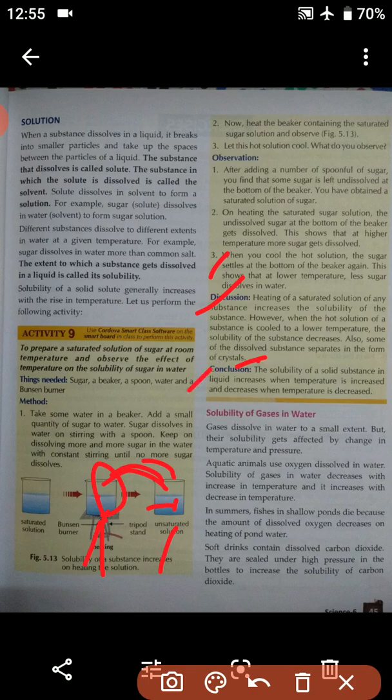Okay, so in conclusion, the solubility of a solid substance in liquid increases when temperature is increased and decreases when temperature is decreased. We come to know that the solubility of a solid substance in liquid will increase when temperature is increased and decrease when temperature is decreased. So I think it is clear to you. We have completed the solution part for liquid. In the next class we are going to understand the solubility of gases in water. We have already talked about solid and liquid. Now we are going to talk about gases, but not today, in the next class.